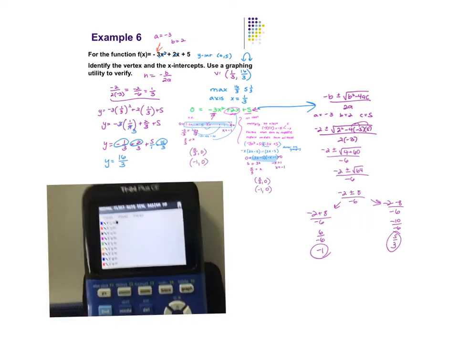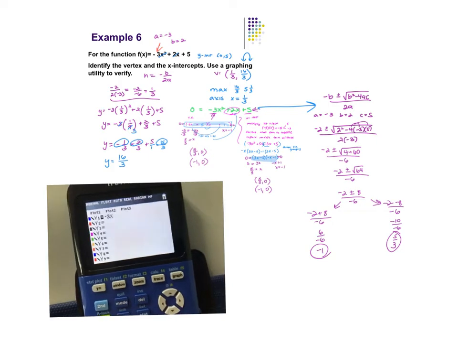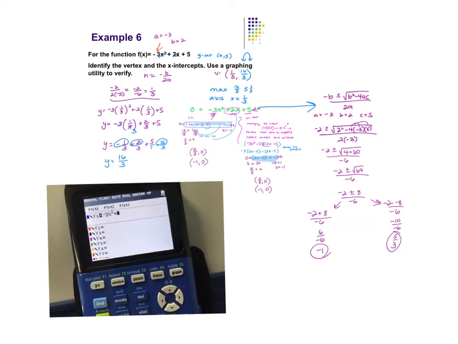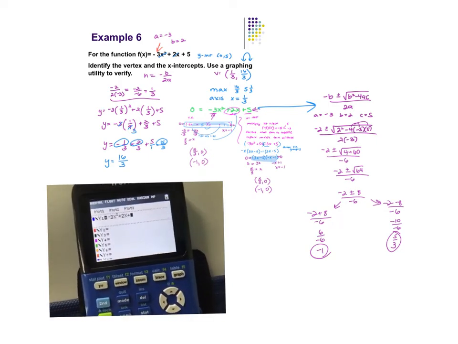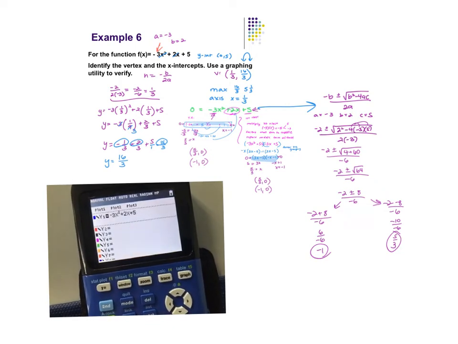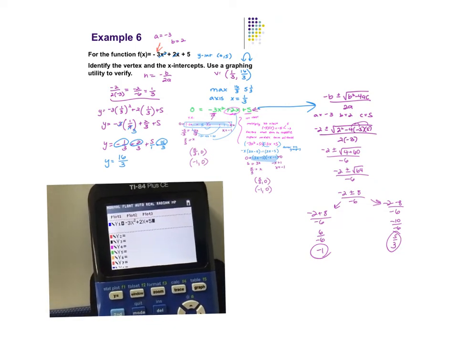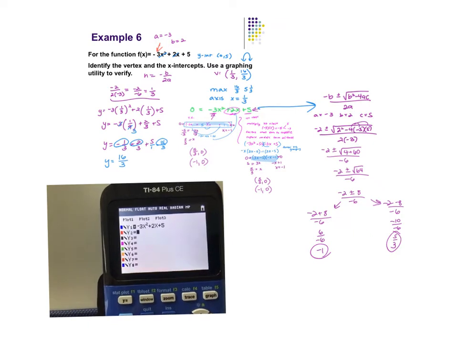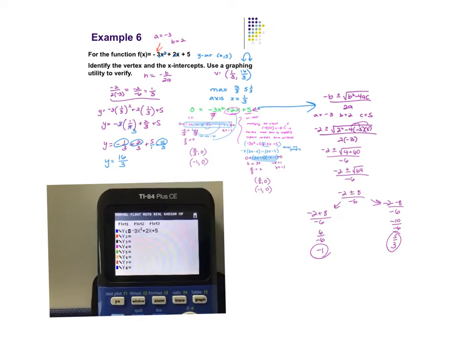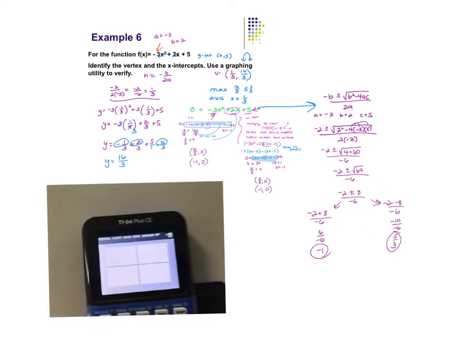Okay, so I'm going to type it in. Negative 3x squared plus 2x plus 5. And then graph it.